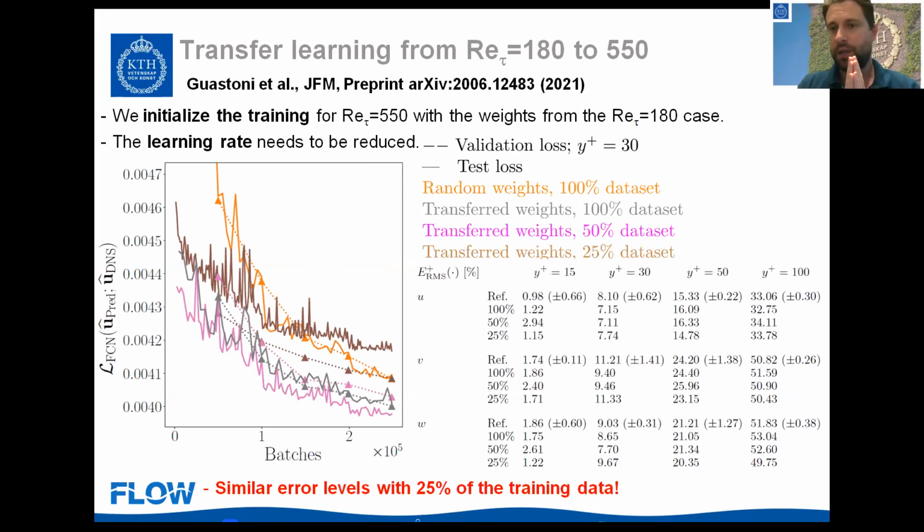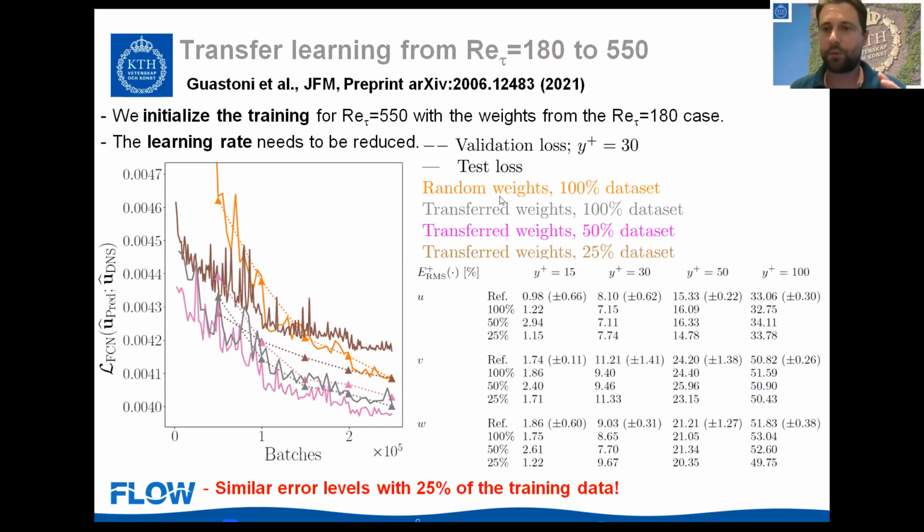And we wanted to do the same task at Re tau 550. So what we did was to initialize the training at 550 with the weights from 180. So we basically transfer the weights, the information that has been learned at the low Reynolds number, to high Reynolds number. And what we can see here, these are results at y plus 30.